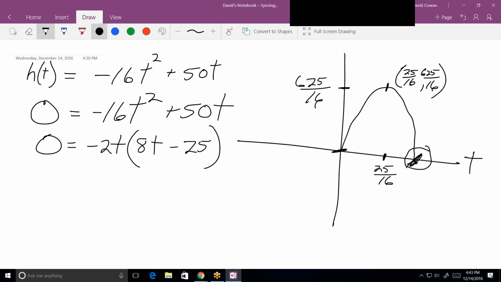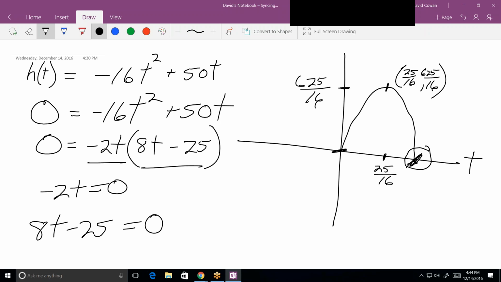Now, either that has to be 0 or that has to be 0, because the only way you can multiply two things together and get 0 is if one of them is 0. What I do at this point is I set minus 2t equals 0, and I set 8t minus 25 equals 0, and I solve each of those. So the first one produces t equals 0. The second one produces t equals 25 over 8.